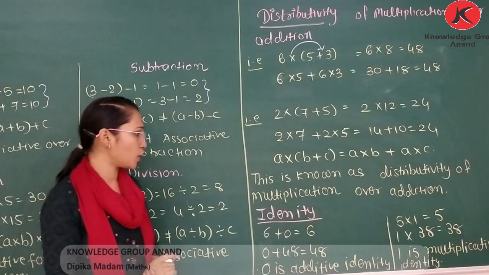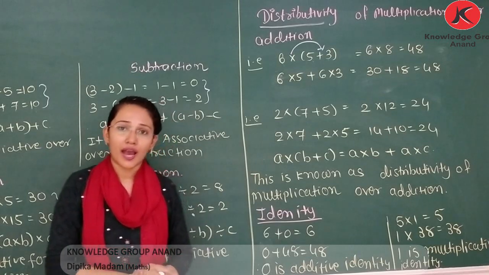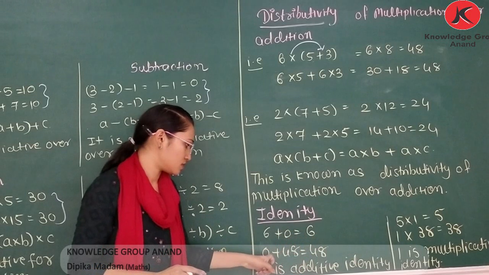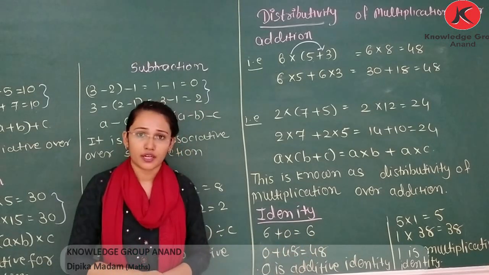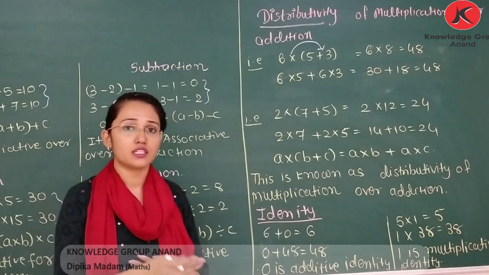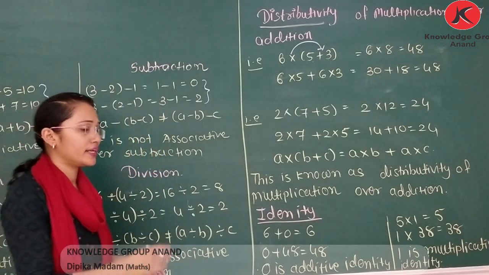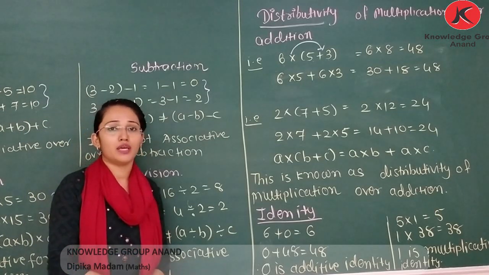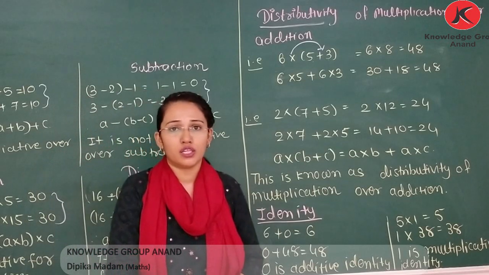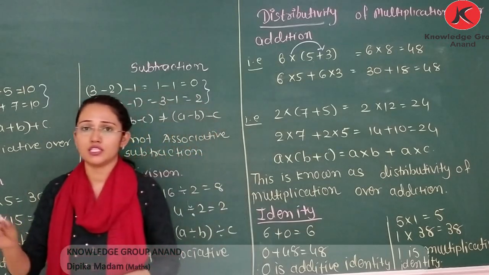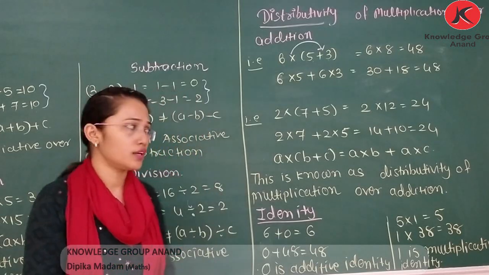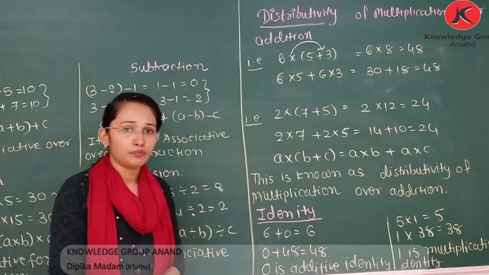Now a very important topic, identity. Identity means for addition, 6 plus 0 is 6, 0 plus 48 is 48. If you add 0 to any number, you get the same number. That's why 0 is called the additive identity. This question can be asked as an MCQ or a blank: what is the additive identity? So it is 0. Why? Because if you add 0 to any number, it is the same number.